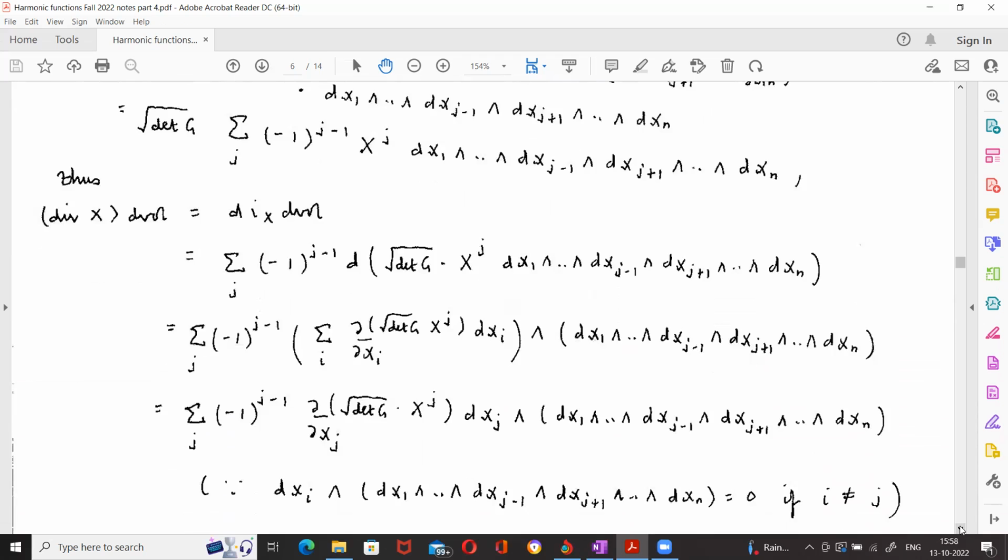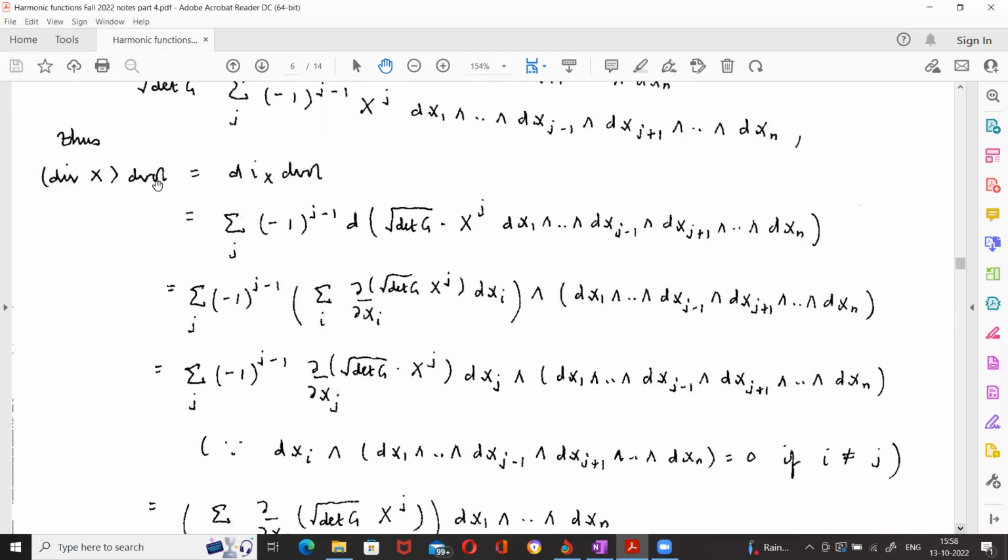Yes. Now we calculate the divergence. So div X dvol is d of Ix dvol. So I have to take d of this. So that will be a sum over j of (-1)^(j-1) d of square root determinant G X^j, wedge dx1 to dxn with dxj omitted. So by definition of the exterior derivative, this will be d of this function wedge the rest. And d of this function is sum over i of del/del xi of square root determinant G X^j dxi.